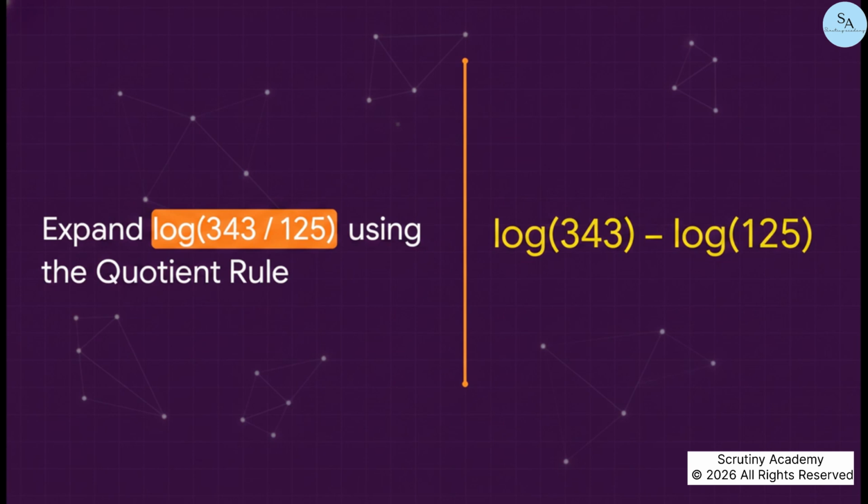Expand log of 343 divided by 125. What are we given? A logarithmic expression containing a fraction. What's asked? To expand it out completely. Now I know what you might be thinking, this looks messy. It looks like a terrible fraction. But don't worry, we're just going to use our division rule, the quotient rule, to crack it right open.